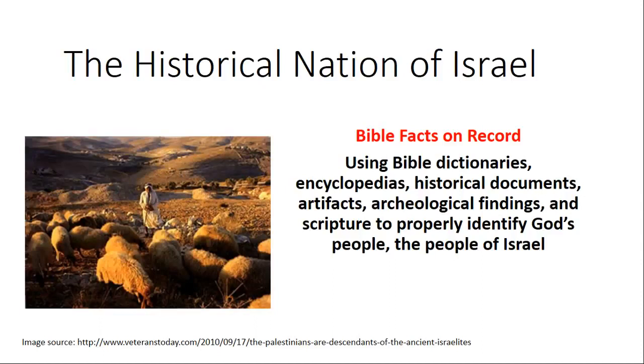All right, so now we're going to take a look at the historical children of Israel. So we get to go in the scriptures. We will start off by looking at where the children of Israel came from. So we're going to look at Shem, Ham, and Japheth. We're going to look at some maps. We're going to look at scriptures. We're going to look at what historians say. We'll see artifacts, some archaeological findings that depict the children of Israel. And we're going to make a little conclusion.